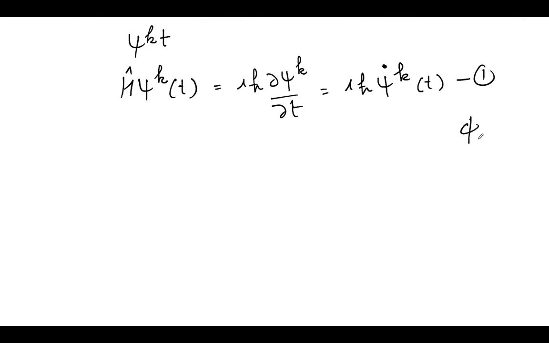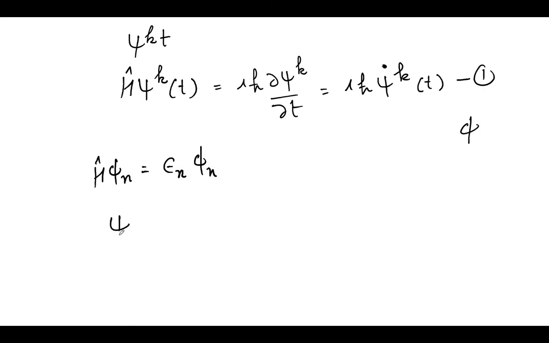So what are these phi n? These are the different wave functions at different time t, and I apply this operator to this orthonormal function. So this is equal to E n into phi n. This wave function psi k of t is the total wave function, so it can be written as a linear combination.